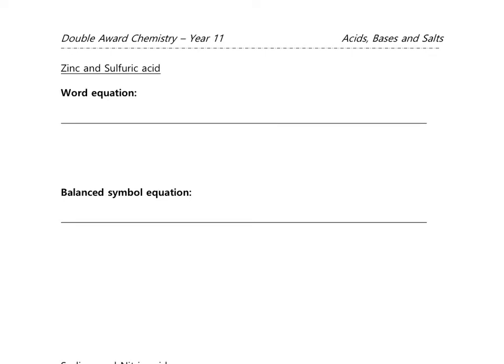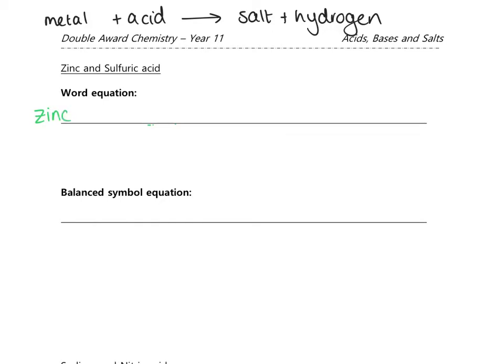Okay, so when you're writing these equations, you need to keep your general equation in mind. So metal plus acid gives us a salt plus hydrogen. Okay, so in this case our metal is zinc, our acid is sulfuric acid. The salt that we produce is going to be zinc sulfate, first name from the metal, second name from the acid, and then we get hydrogen.